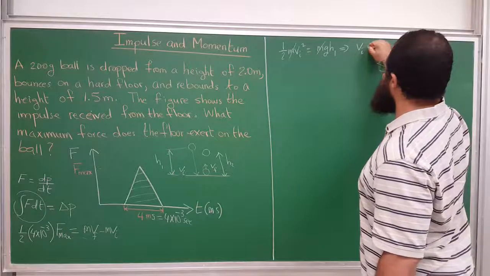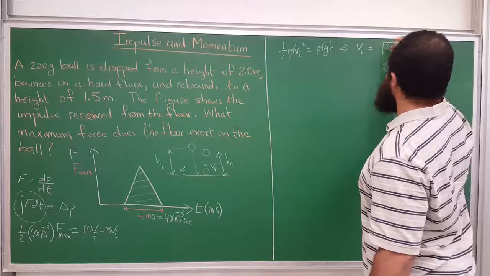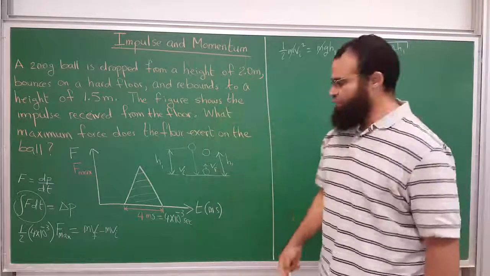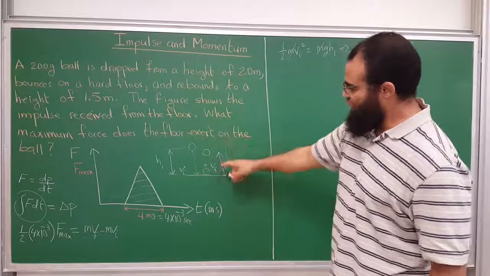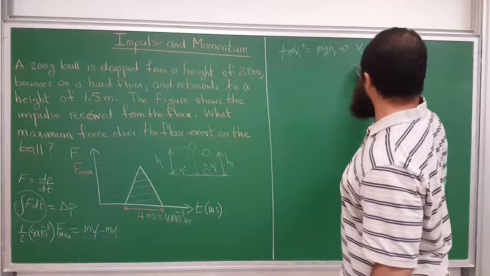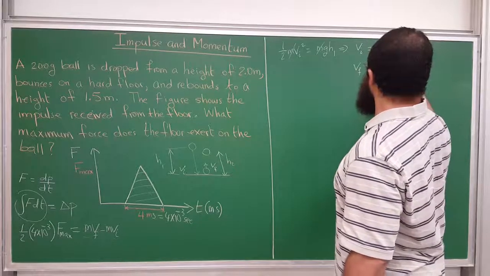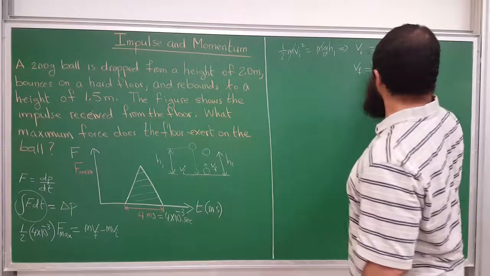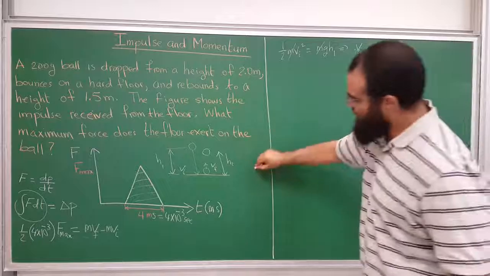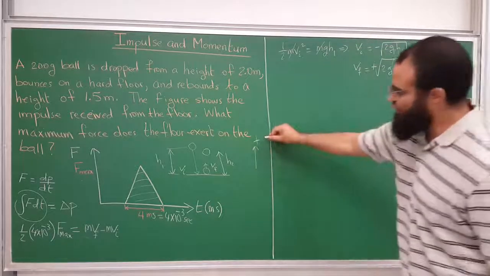Therefore v initial will be the square root of 2g h1, and I will take the negative sign because it's coming down. When it leaves, as it's going up, again I will relate the velocity here to the maximum height here, and I would come up with the fact that v final would be the square root of 2g h2, and it would be positive because this one is leaving the floor, going upward. That's the positive y direction.